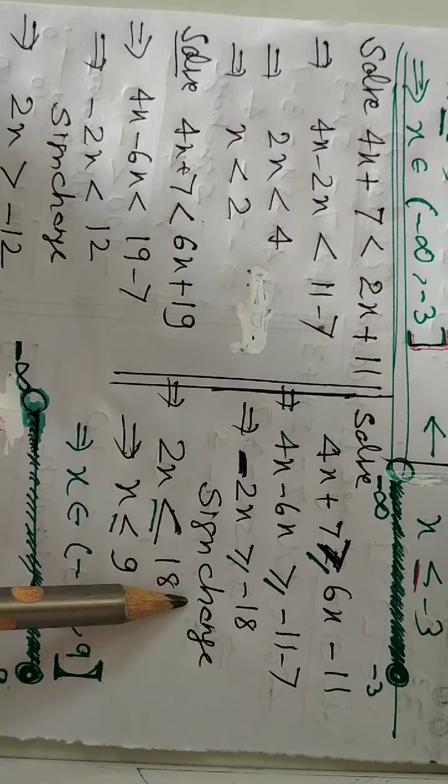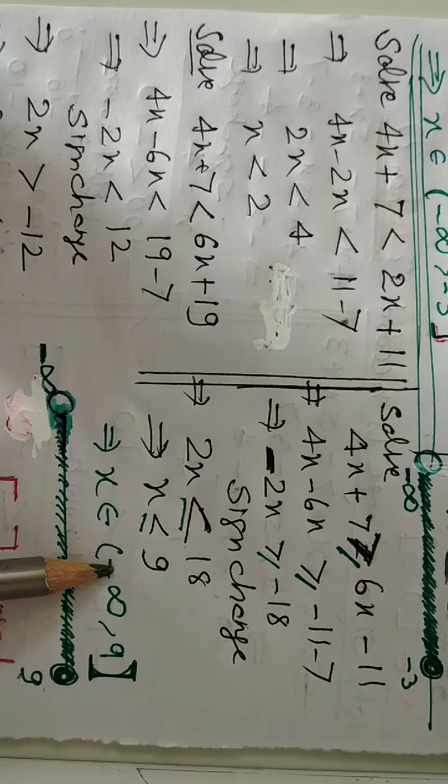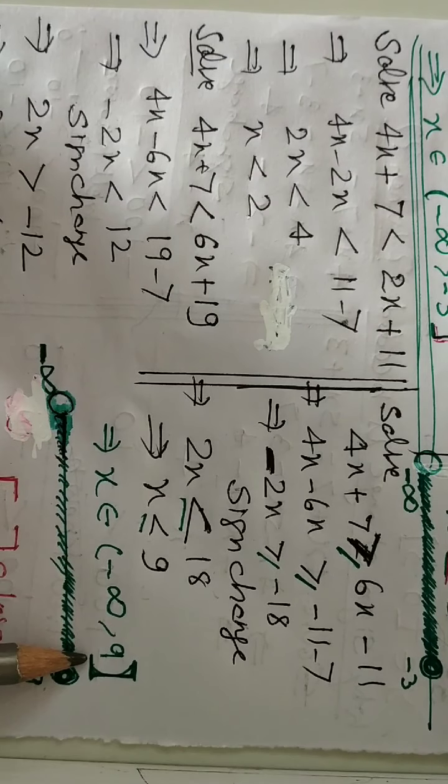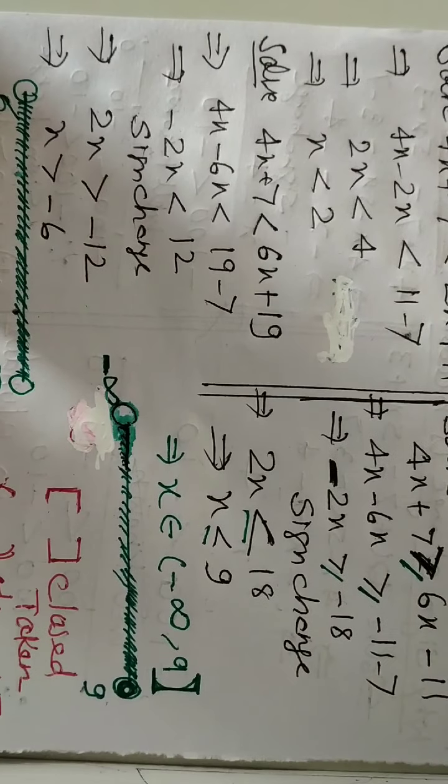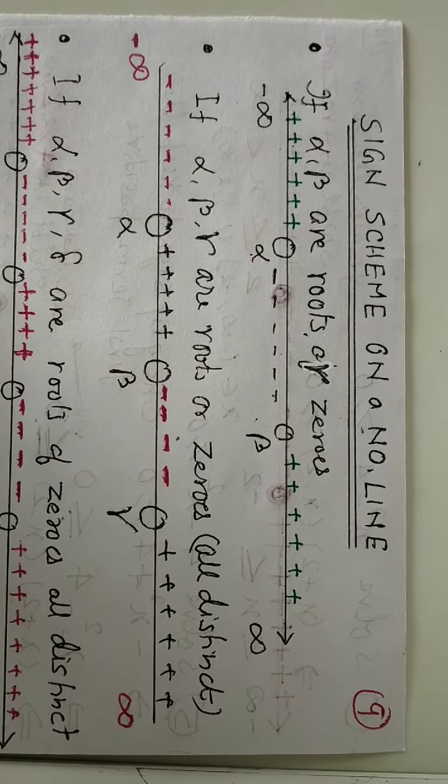And just this question. Again negative, both sides changing sign, 2x is less than 18, so x is less than 9. So x from minus infinity to 9. Again remember that this is called a closed interval, this is called an open interval.